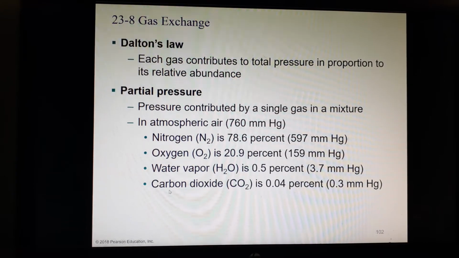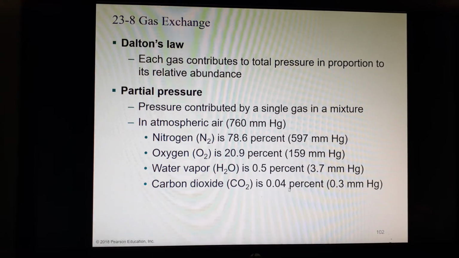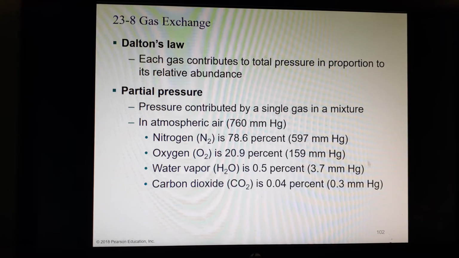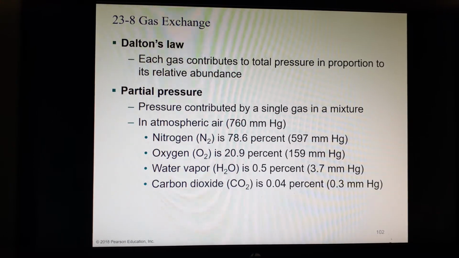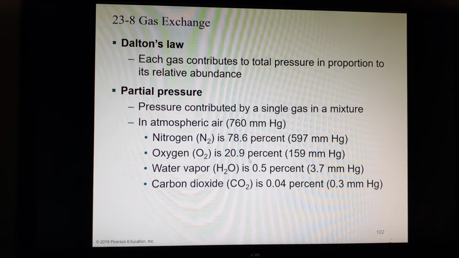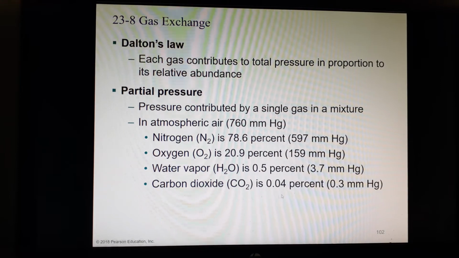And look at this. Carbon dioxide in the atmosphere is so low. It's 0.04%. So only 0.3 millimeters of mercury. So you have a decent amount of oxygen in the air around you in the atmosphere, about 21%, and very little CO2.